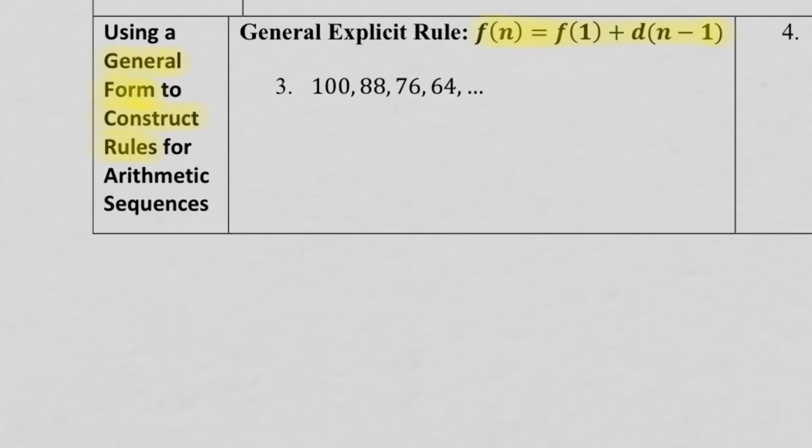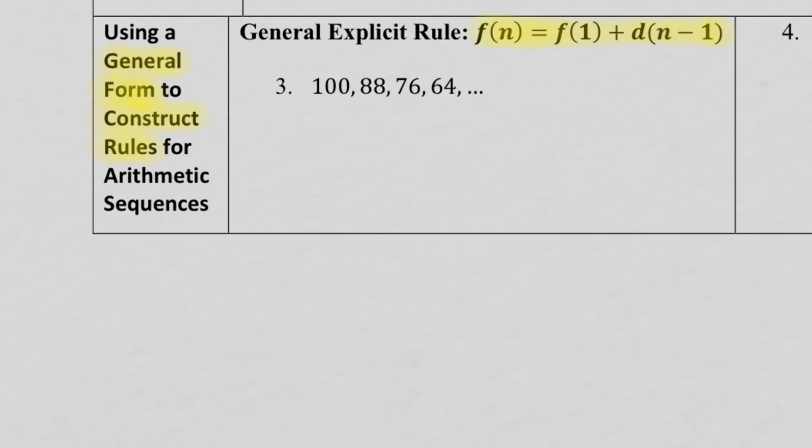Now, I need you to identify what this means. f of n means the nth term. That means that I can find any term. If I know this rule, I can find any term in my sequence, the nth term. It equals f of 1, the first term, plus d, the common difference, meaning what it is going up by or going down by, times n minus 1.